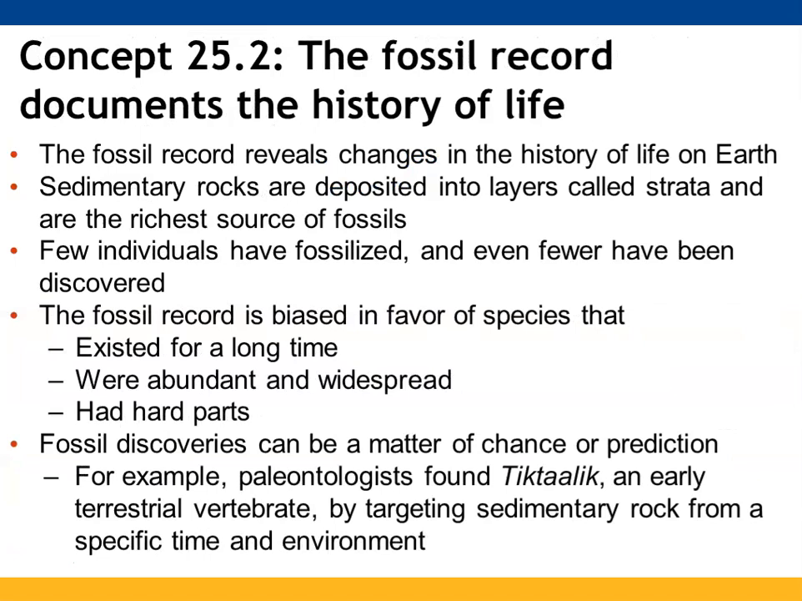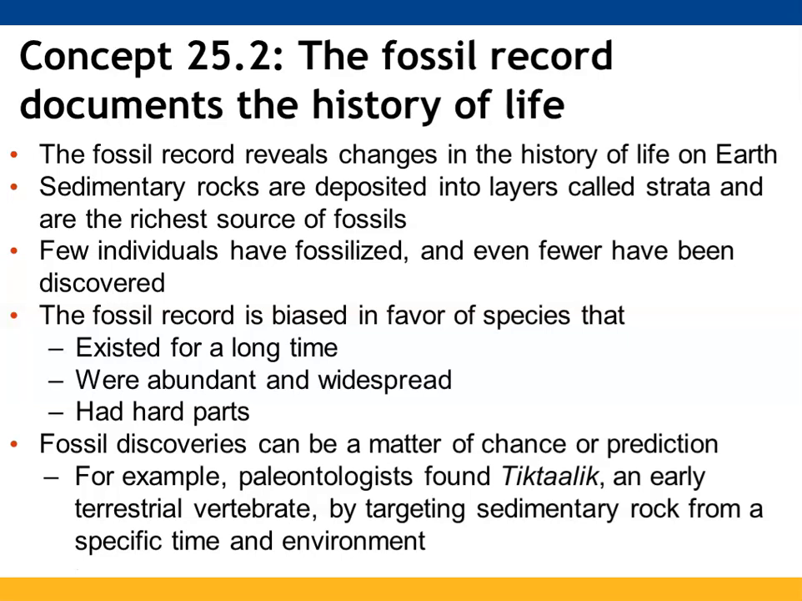So the fossil record documents how life has changed on Earth over time. Sedimentary rocks get deposited into strata layers, and they are the primary source of fossils. We talked about those back at our beginning chapter study on evolution. Very few individuals have fossilized, and of those that have fossilized, even fewer have been identified. The fossil record is biased in favor of species that existed for an extended period of time, were abundant, widespread, and had hard parts that were capable of being fossilized.